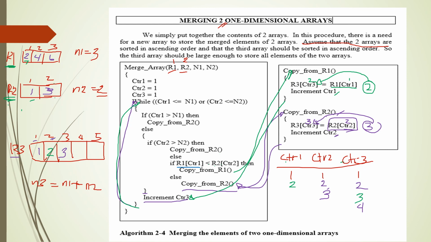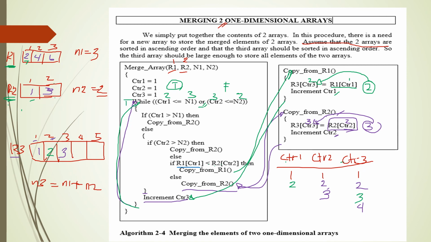Okay. Now, counter 1 is 2. Counter 2 is 3. Okay. N1 is 3, N2 is 2. Is 2 less than or equal to 3? True. Okay. Now, may or. 3 less than or equal to 2? False. Eh, basta pag or, may isang true, automatic, true pa rin.